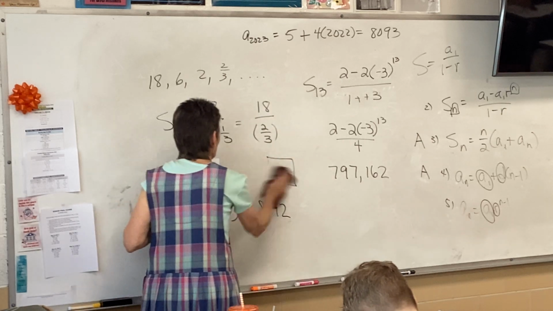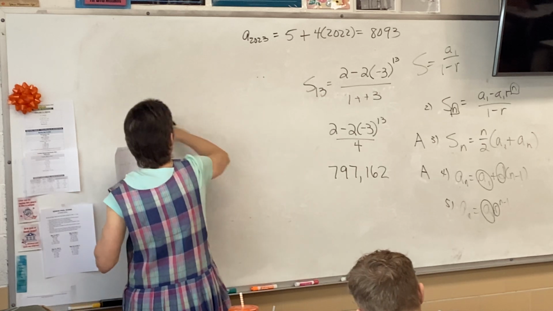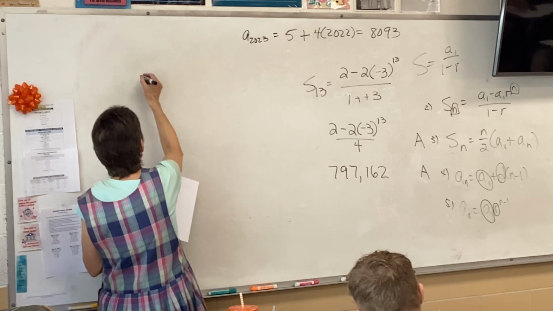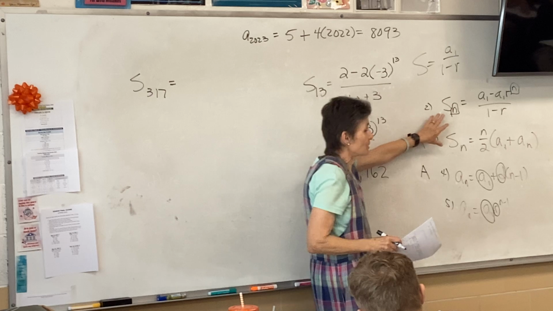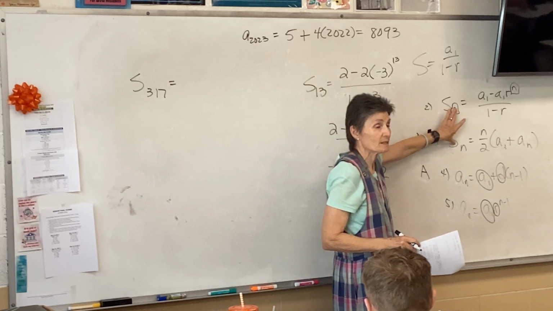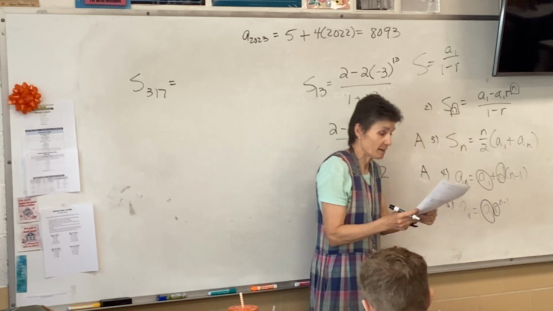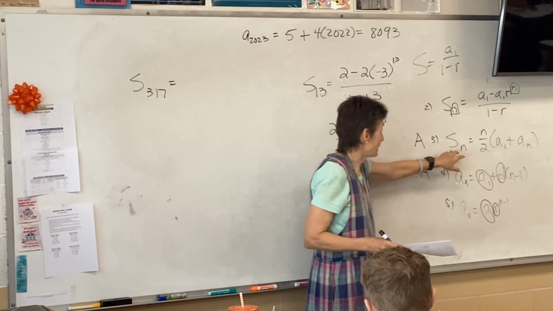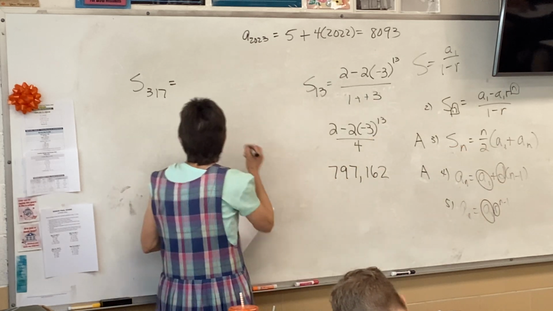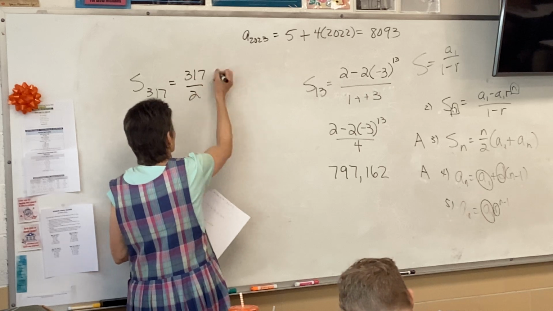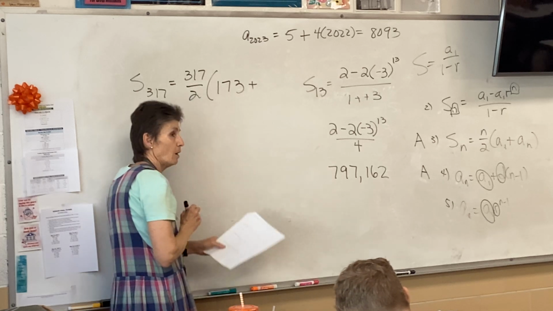Okay, one more problem. S sub 317. Which formula am I going to use? That's what you're going to have to do. You're going to have to decide which formula you are going to use. So which one is it for this problem? E. It's arithmetic, so it's this guy. The formula says, put n over 2. First term is 173. Oh no.